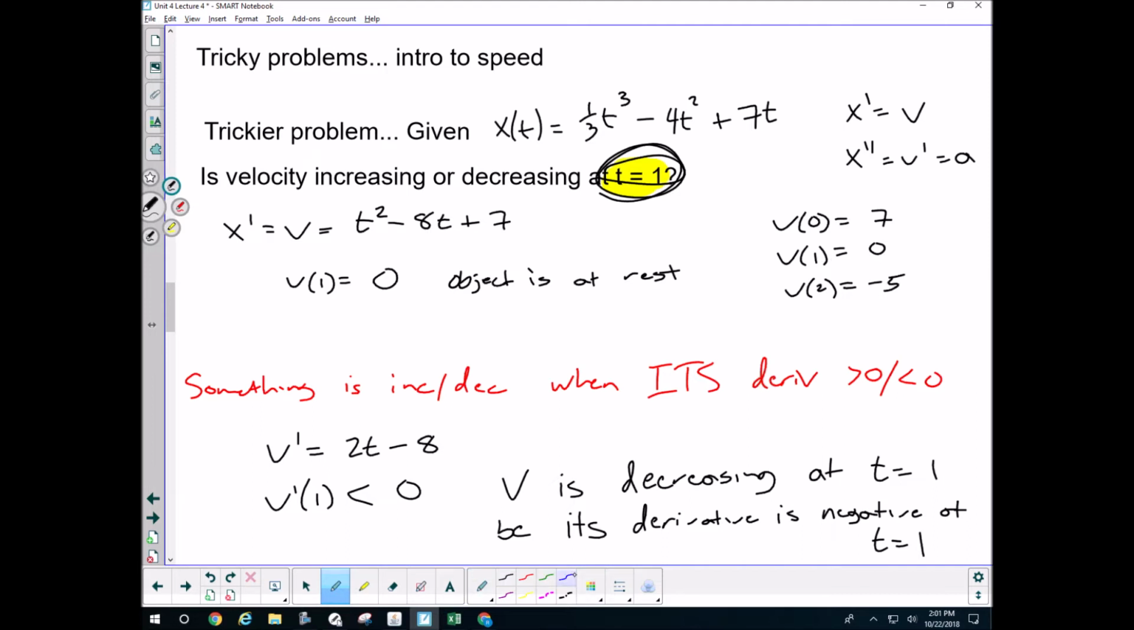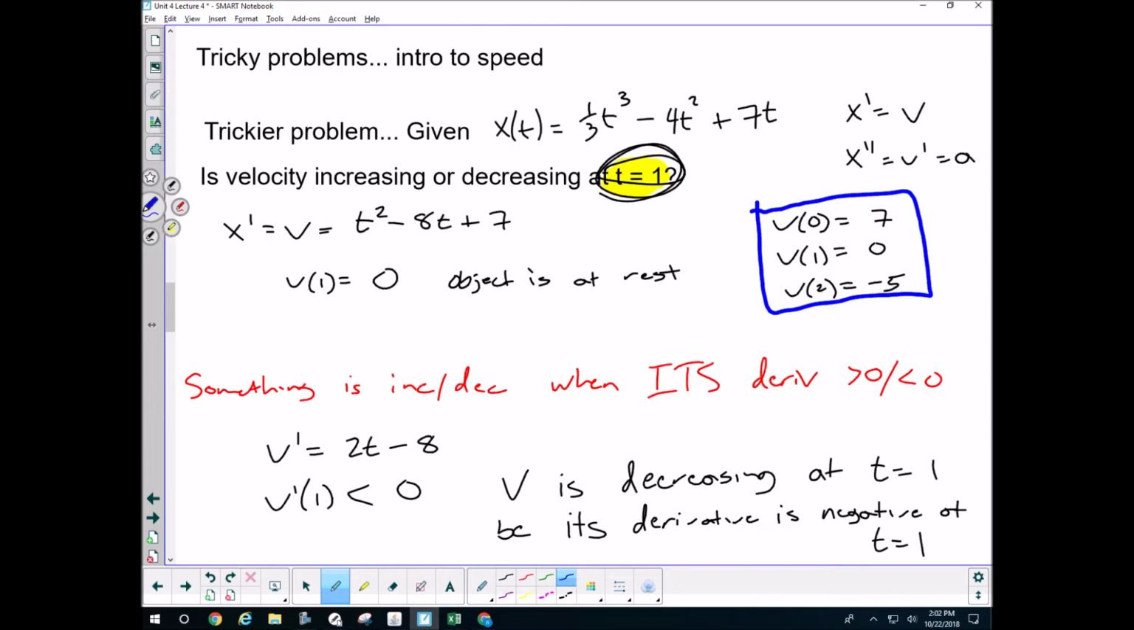And then they say, oh, Mr. Messner, you want justification? Here's my justification. My velocity must be decreasing. Right? Decreasing in values, going down in values. I go from 7 to 0 to -5. I'm going down. Does that make sense? Now, if this was not a calculus class, this would probably be sufficient. But this is a calculus class, so I would not accept this.